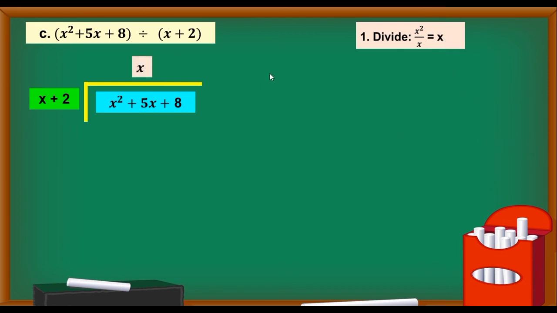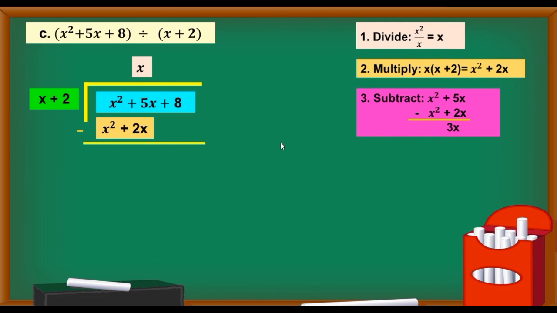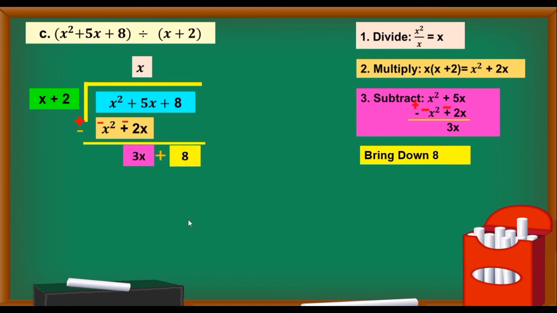So, x. And then, yung ating nakuhang sagot na x ay imumultiply natin dun sa divisor. Okay? So, x times the quantity x plus 2. So, by distributive, x times x is x squared plus x times 2 is x squared plus 2x. And then, apply tayo ng subtraction. Yan, so subtract natin. And then, yan, change sign. Yan, so magiging 1 minus 1 is 0. 5 minus 2 is 3. So, nakuha natin ay 3x. And then, so, bring down natin yung 8.